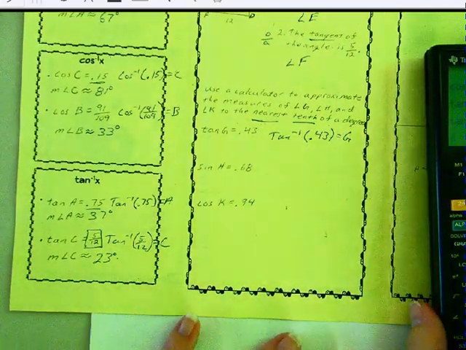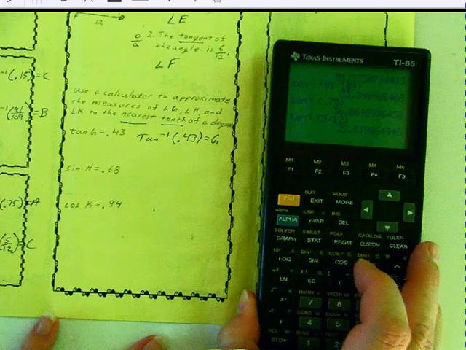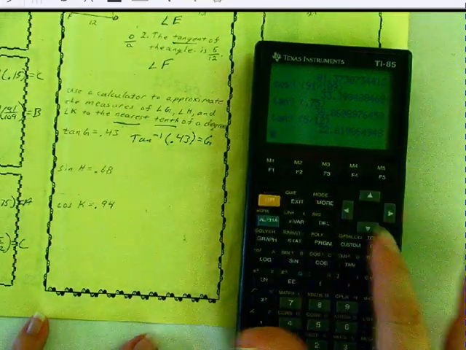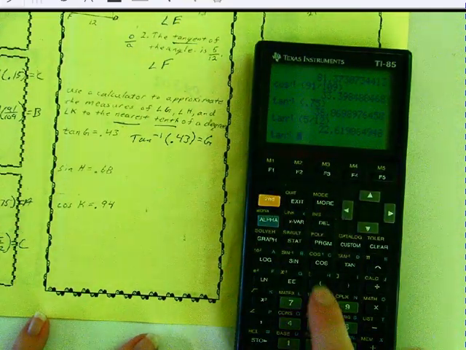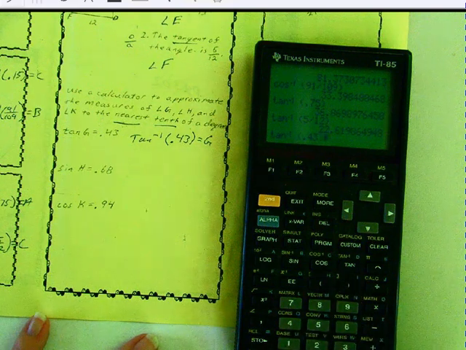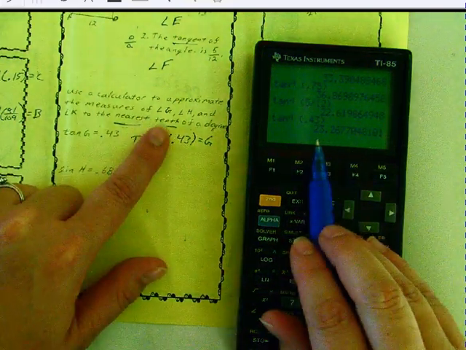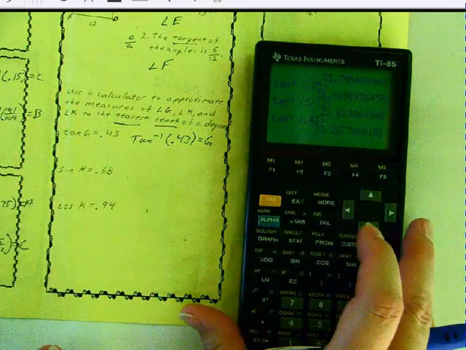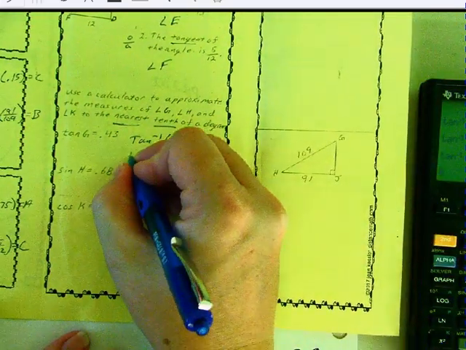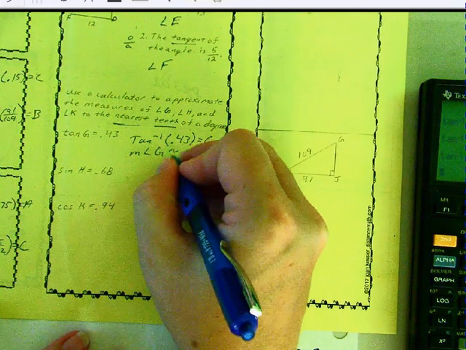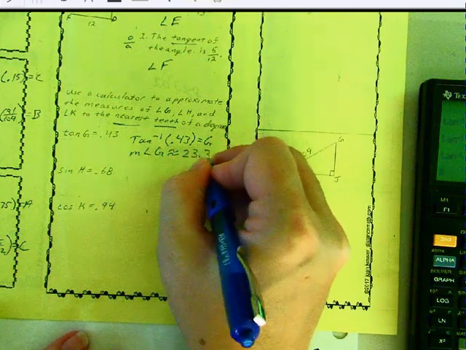Okay, so on my calculator, scoot this back over. So I want tangent to the -1, parentheses 0.43, end my parentheses and hit enter. And it says we're going to the nearest tenth, so I get 23.3. So the measure of angle G is approximately 23.3 degrees.